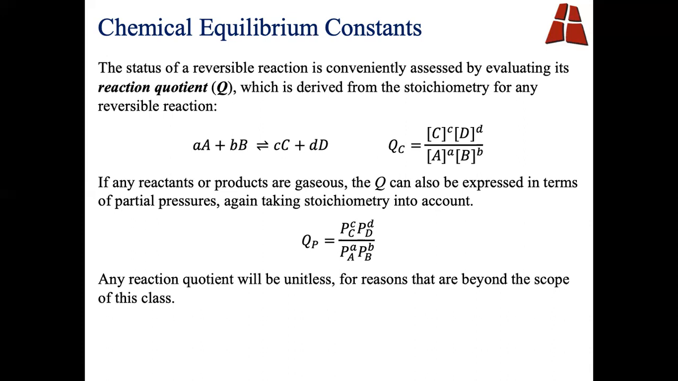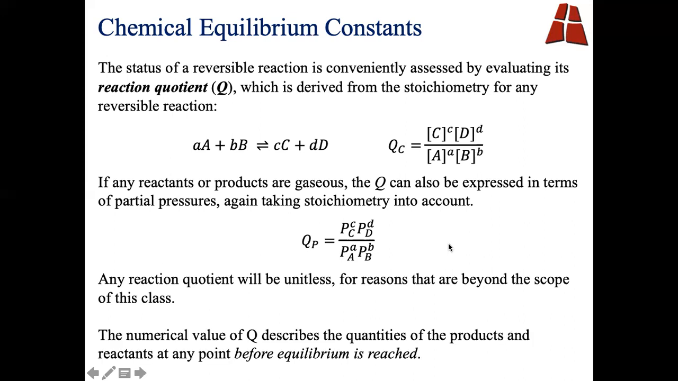And a side note on units is that any reaction quotient will be unitless. So say you had ATM times ATM over ATM times ATM squared. You wouldn't say that your final units are just going to be 1 over ATM. Anything you see here that's our reaction quotient is not going to have any units, so it's going to be a unitless quantity. The reason for that is beyond the scope of this course, but if you just trust me and know that you don't need units for this reaction quotient, that is something you need to know.